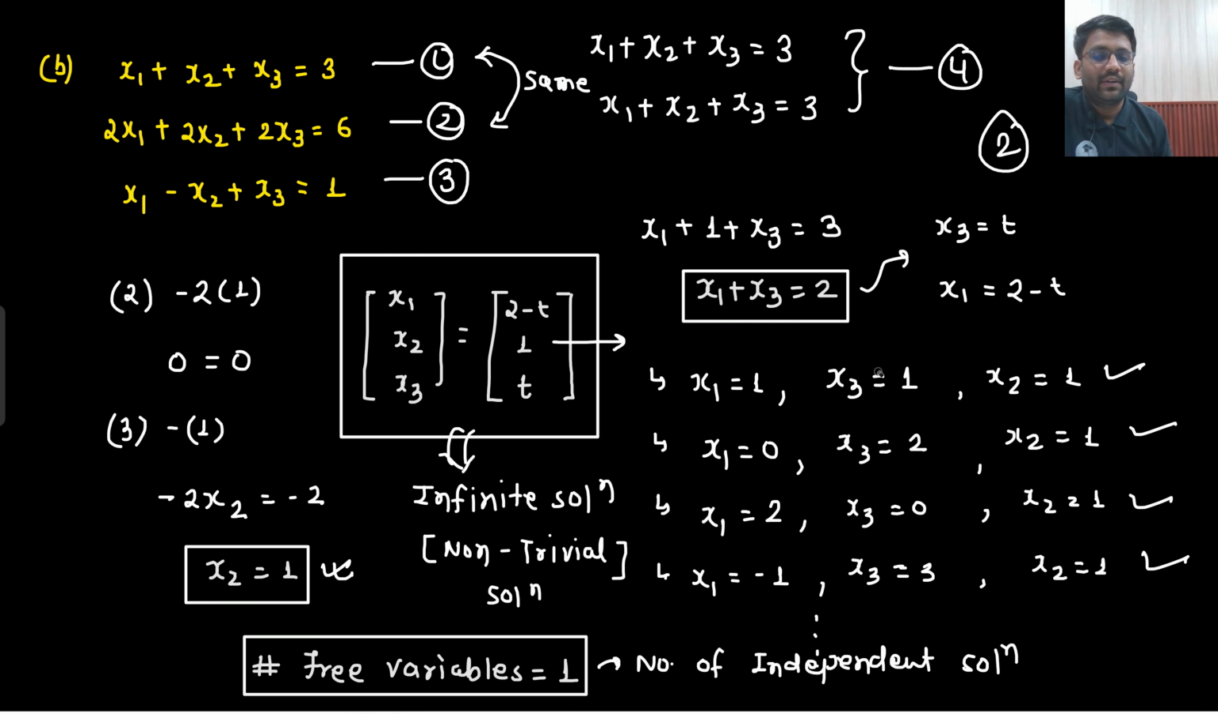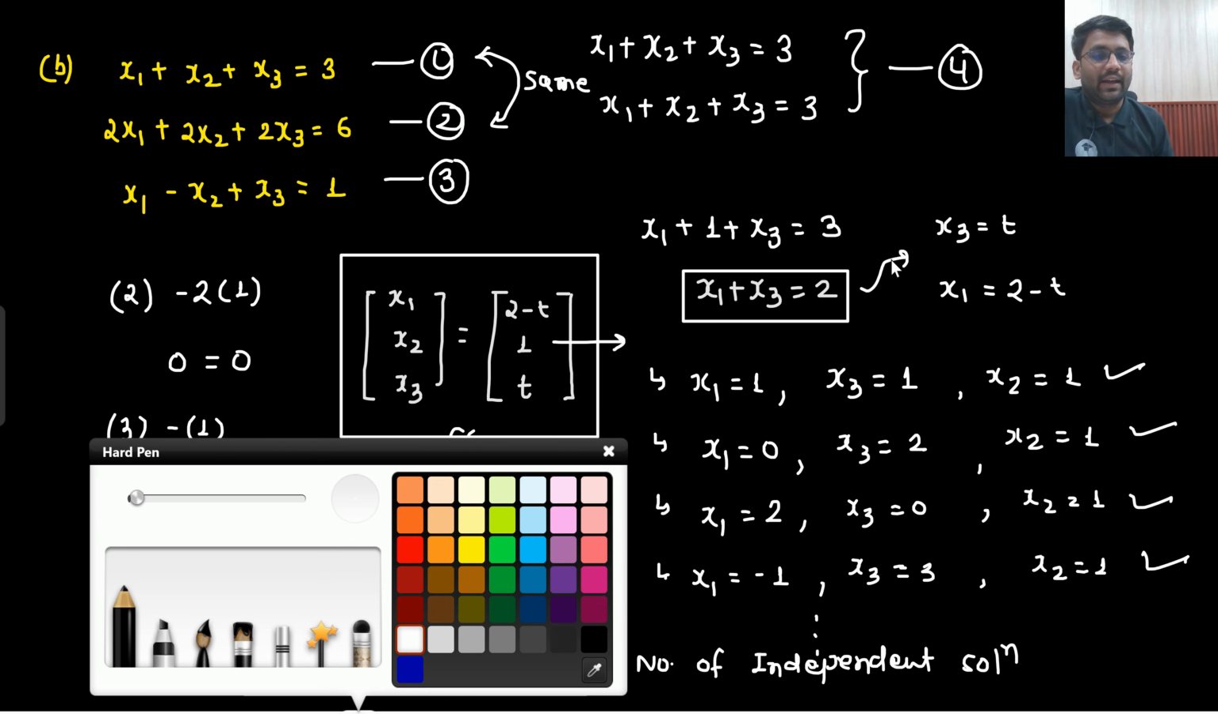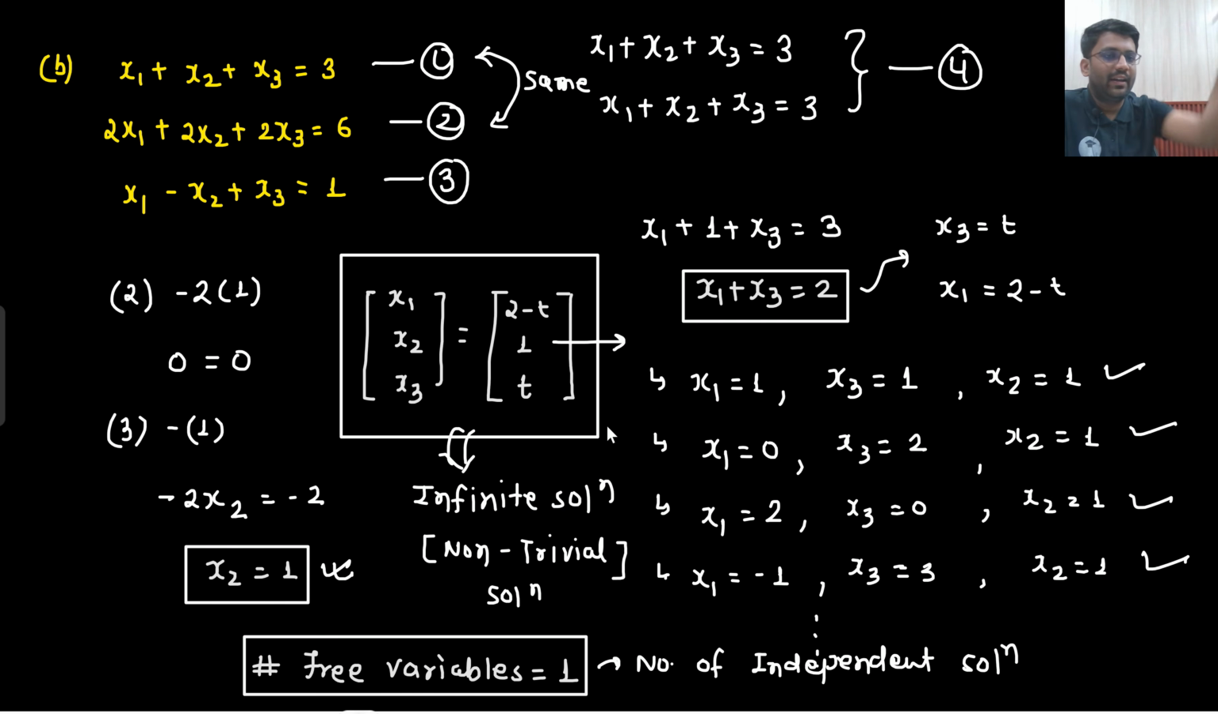x3 is independent, no? Any value you can take. x3 will say I am not depending on anyone. I can take any value. I can take value 2, 3, 4, 5, 6. But x1 will say that I am depending on x3. And what will x2 say? I am already fixed. That means I am depending on value 1. So who is independent? x3 will say I am independent. Whatever value you want, you can give me that value. So x3 is independent, x1 is depending on x3, and x2 is already dependent because it can take only a fixed value. So the number of independent solutions or free variables is 1 only.